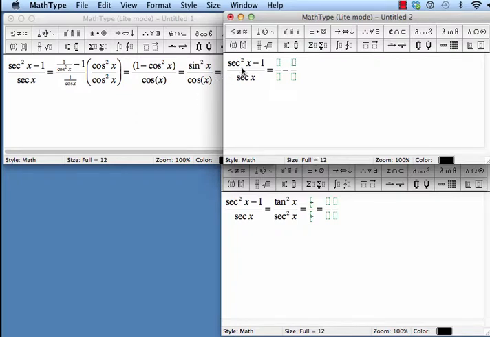Another common thing to do, and this one actually is very helpful in this case, is if you're taking 2 things and dividing it by 1 thing, you can break that up. It's kind of like using the distributive property. I need to divide both of these terms by secant of x. So I've got secant squared of x over secant of x, and 1 over secant of x. And the first one is just, well, secant of x.